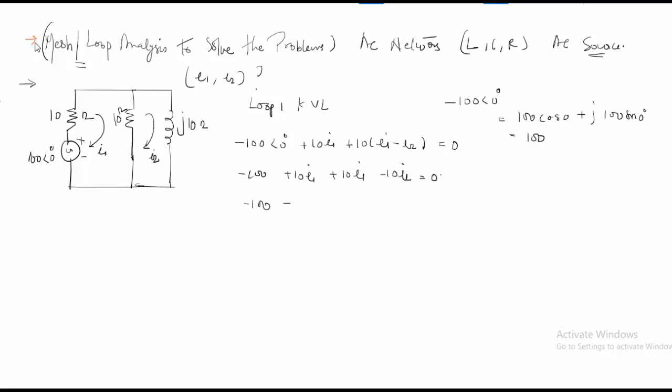which is equal to minus 100 plus 20 I1 minus 10 I2 is equal to 0, which is equal to minus 10 plus 2 I1 minus I2, which is equal to 0. So my I2 is equal to minus of 2 I1 plus 10.